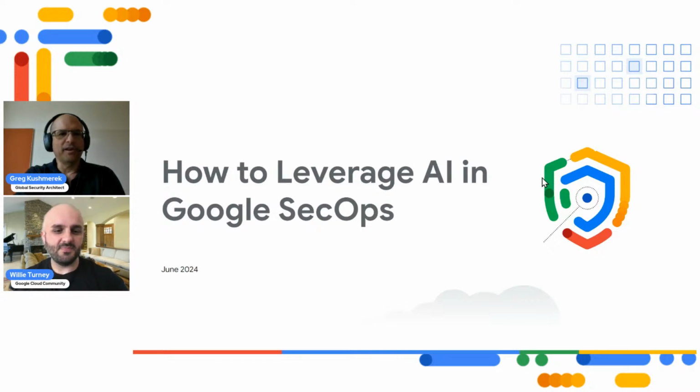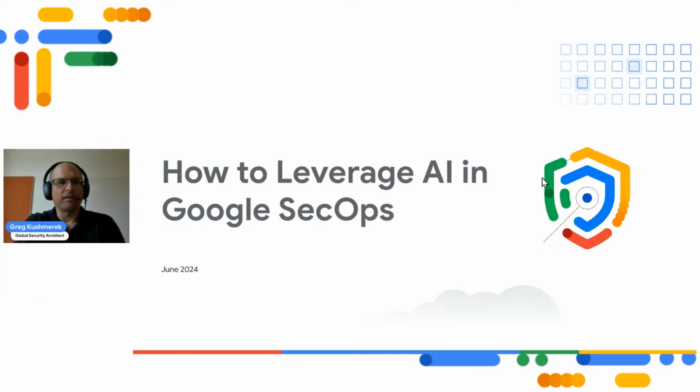Well, thank you very much, Willie. Hello. My name is Greg Kushmerek. I'm a cloud security architect here at Google Cloud Security, and I'm here to talk to you a bit about how to leverage AI in Google SecOps. I've got a few slides. I promise you I'm going to go for a demo as well. I definitely appreciate any questions that come up along the way as well.